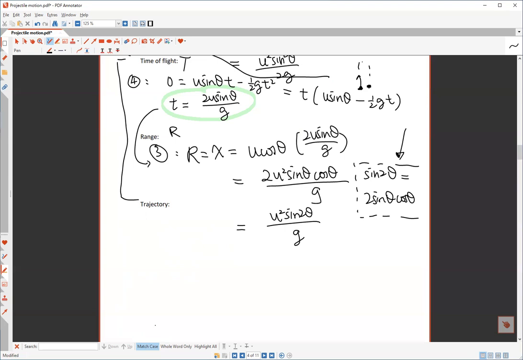The last one we are going to solve is the trajectory. What do we mean by trajectory? It means the path of this motion. And what do we mean by the path? It means you express an equation that is independent of time. So for the trajectory, you're going to express y in terms of x, independent of time t.